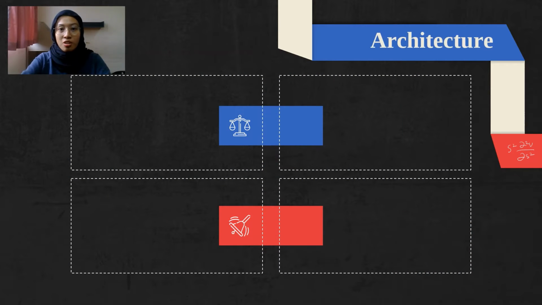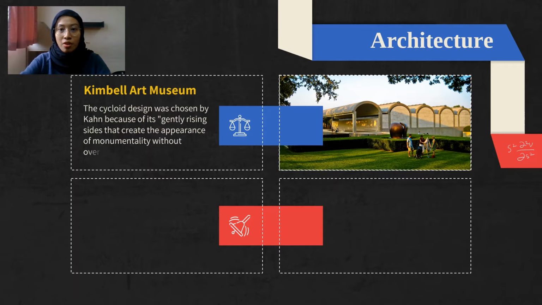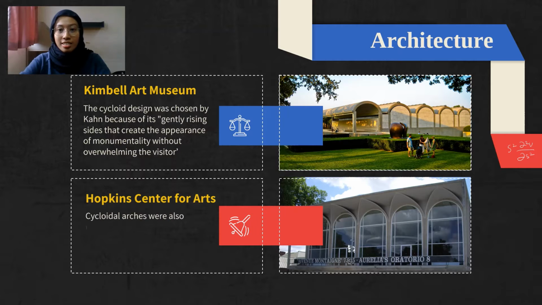Moving on to the application of the cycloid, the first one is in architecture. A number of modern buildings have employed the cycloid as a design element. In the Kimbell Art Museum in Fort Worth, Texas, its designer Louis Kahn used 16 cycloid-shaped barrel vaults in 1972. The cycloid design was chosen by Kahn because of its gently rising sides that create the appearance of monumentality without overwhelming the visitors. Additionally, cycloidal arches were also used by Wallace Harrison in 1962 to design Hopkins Center for the Arts in Hanover.